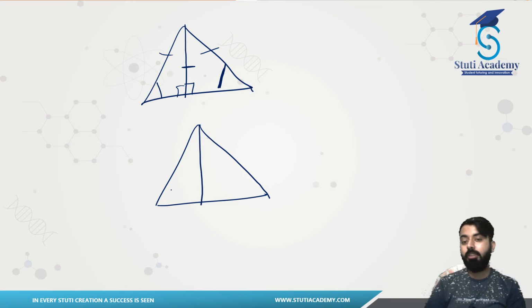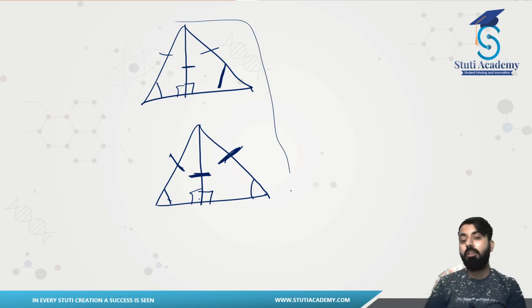I had taken this one. This angle was same as that one. This was 90, this was 90, this side was common. So angle side, triangles were congruent. You can say these two sides were congruent too using CPCT. So these were the things that had already been discussed in our earlier sessions.